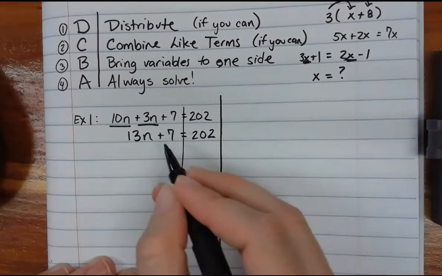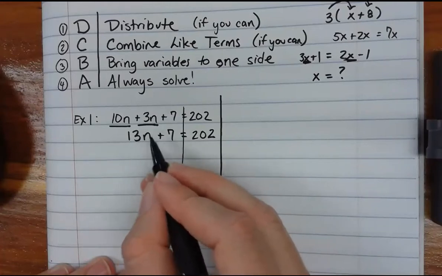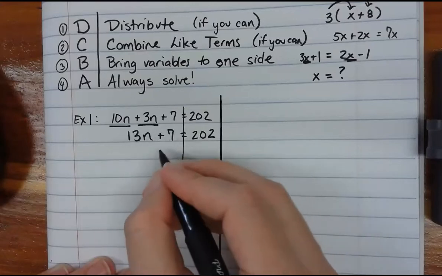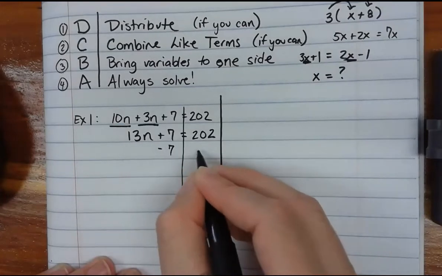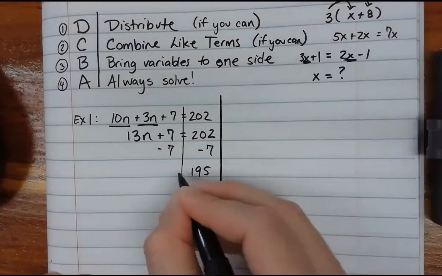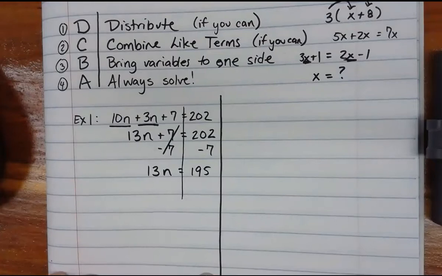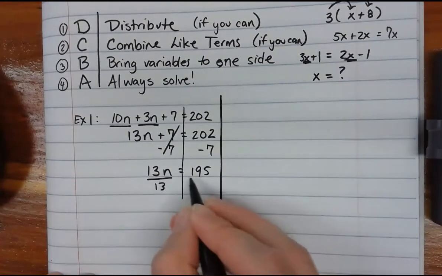Remember, our normal steps: we want to look at the variable and get the furthest thing away from the variable on the same side away from it. Right now n is attached to 13 and n is attached to plus 7. So I'm going to get rid of the plus 7 because the 13 is closer. I'm going to subtract 7 from each side. 202 minus 7, you can type that in Desmos, gives me 195 is equal to 13n on this side because the 7's cancel.